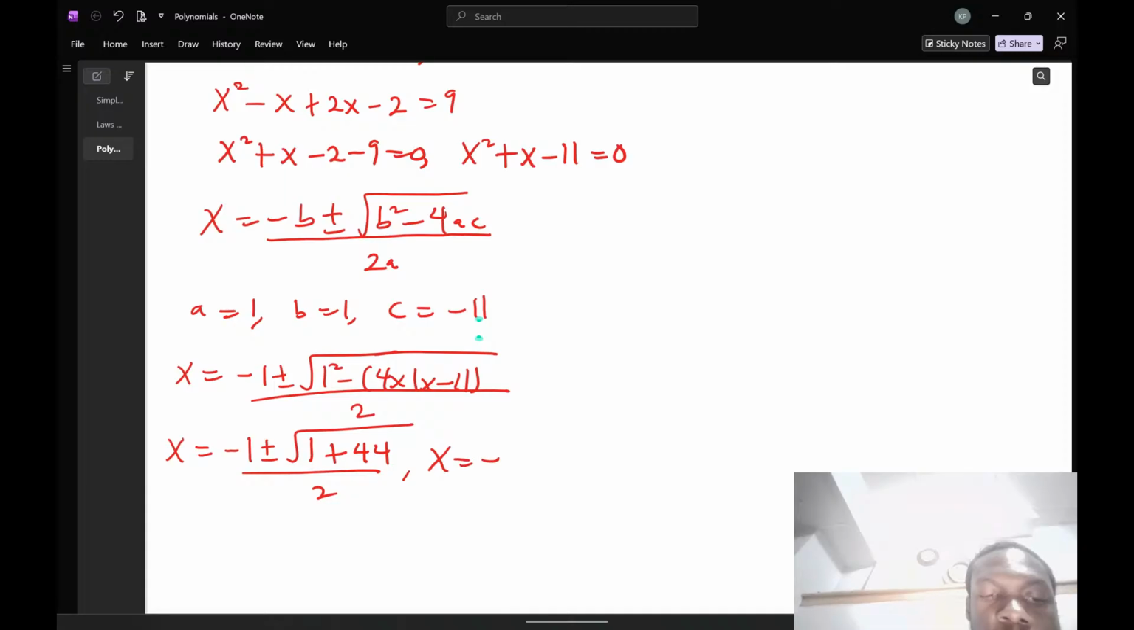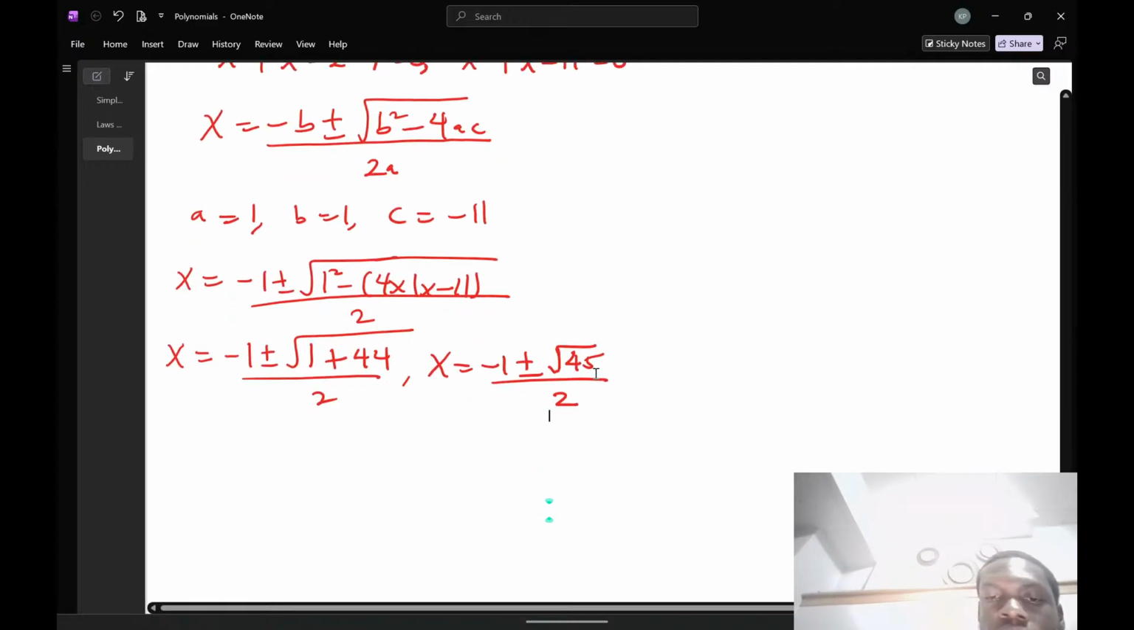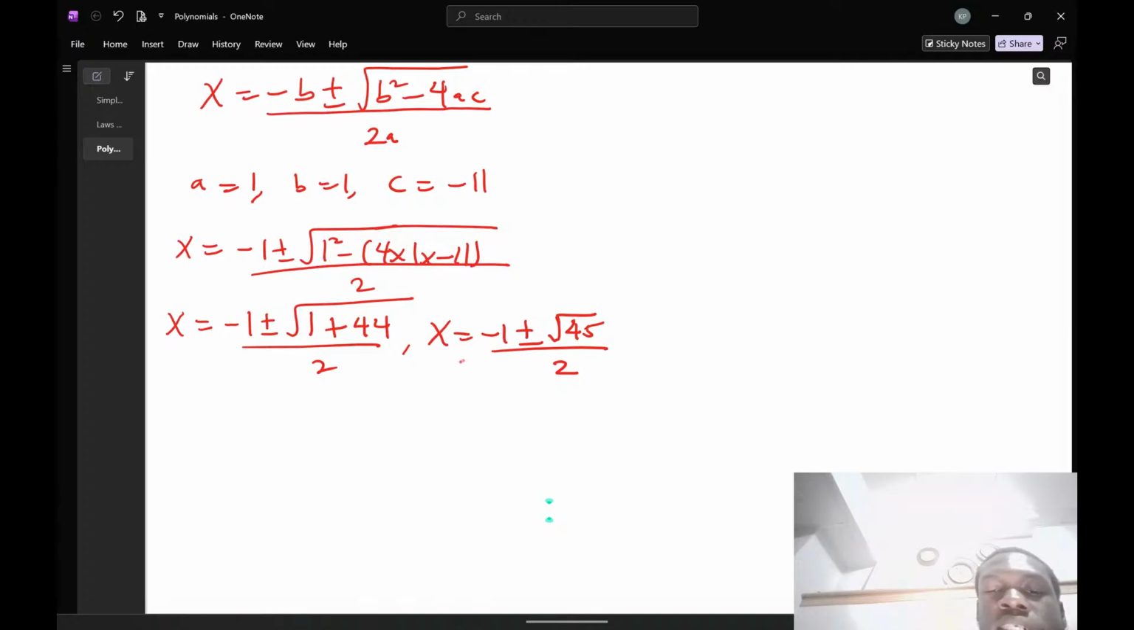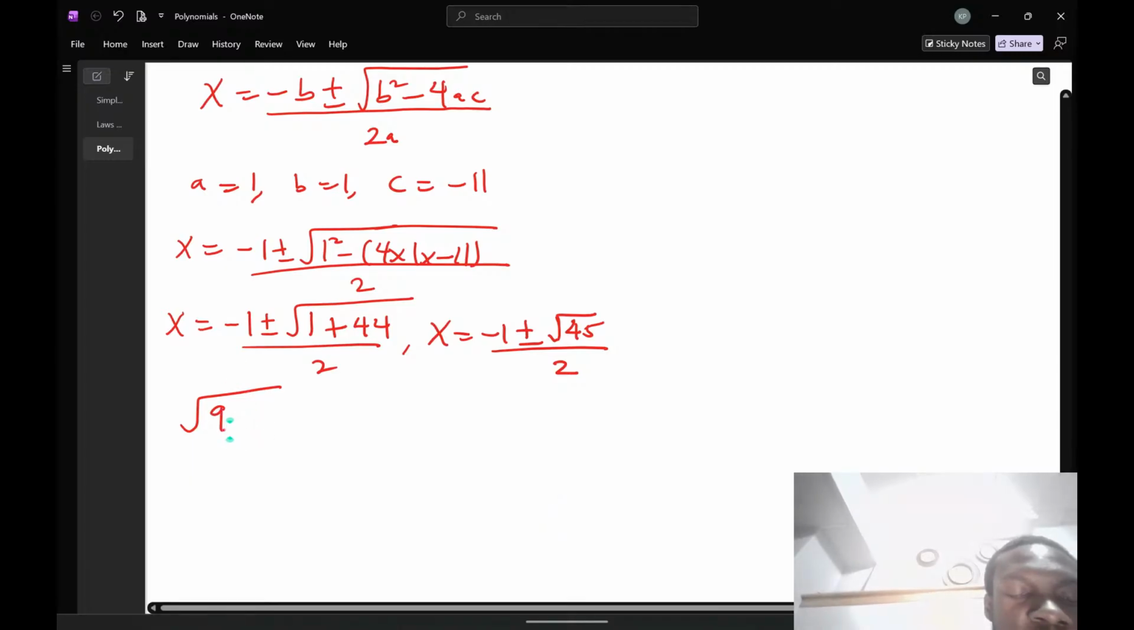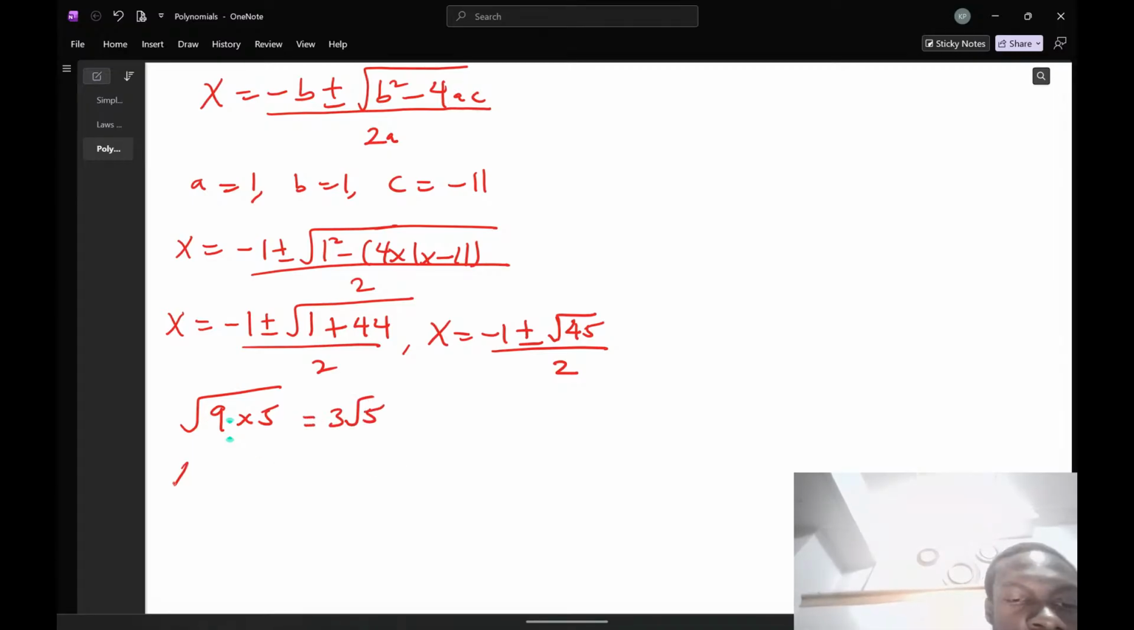Okay, so s is equal to minus 1 plus or minus root 45 divided by 2. Okay, so we can solve this by surd. Root 45 is a surd. If we are to find root 45, 9 times 5 will give us 45. So the square root of 9 is 3, so that will be 3 root 5. So we can say s is equal to minus 1 plus or minus 3 root 5 over 2.